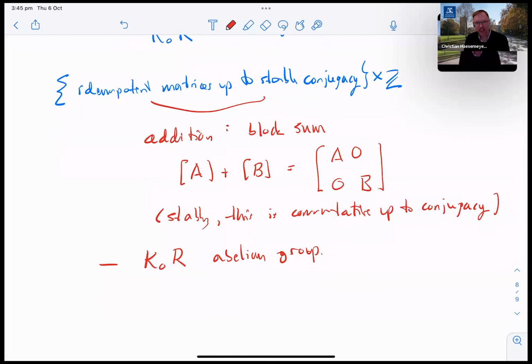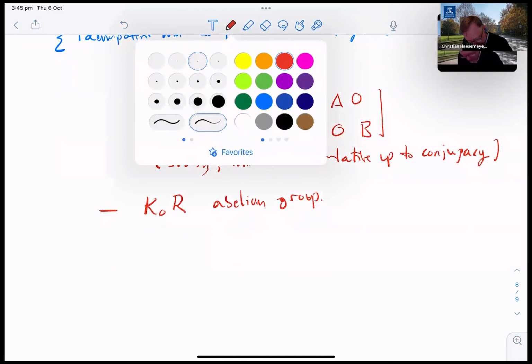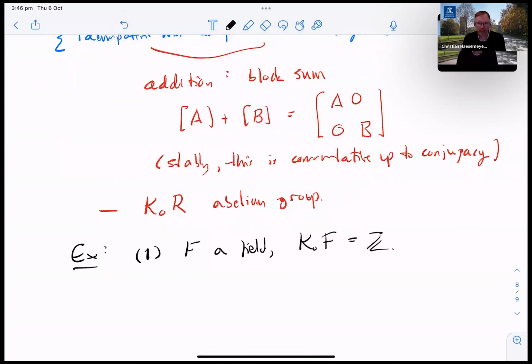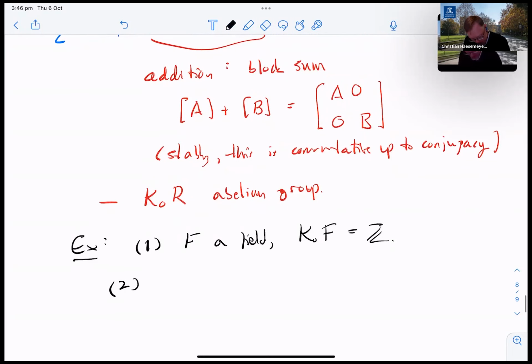Jing, if I may have 2 more minutes, I will write down a couple of examples that we have basically now seen of this group. If F is a field, then K0 of F is just the integers, because the only invariant of an idempotent matrix is its rank, since they're all, in fact, diagonalizable, not just stably diagonalizable. So that's easy. So this is linear algebra. We have already proved it.